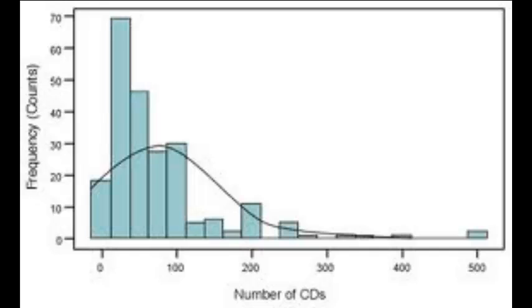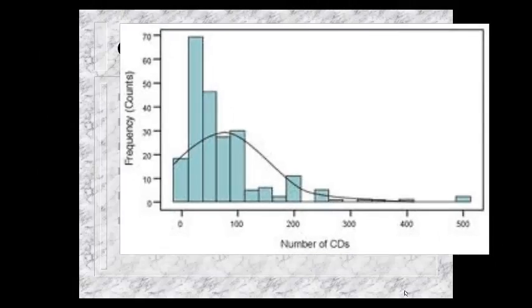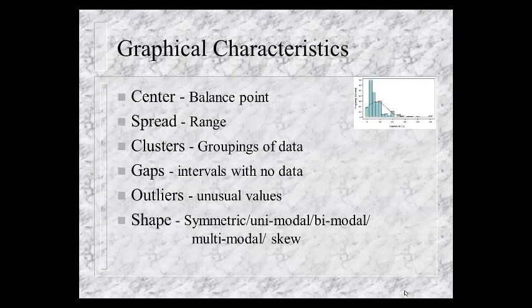And then last but not least, this graph may indeed show us, potentially, some outliers. And we have to really formalize our discussion of outliers. But for now, an outlier would be an extreme data point. Someone owning 500 CDs seems like it might be cause for an outlier.